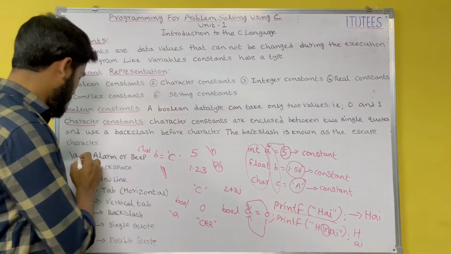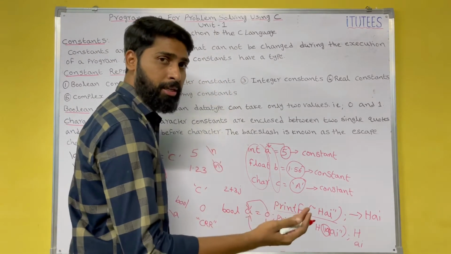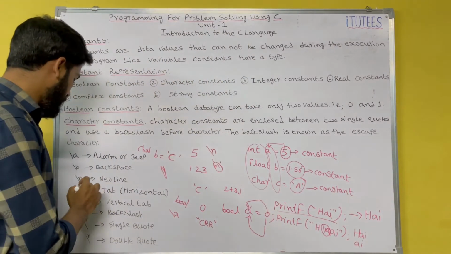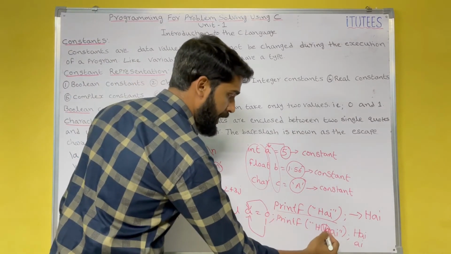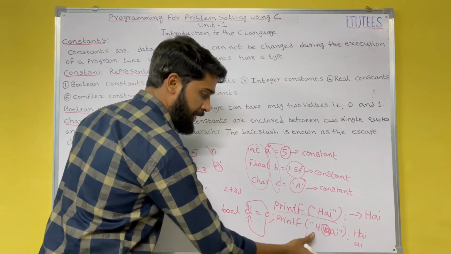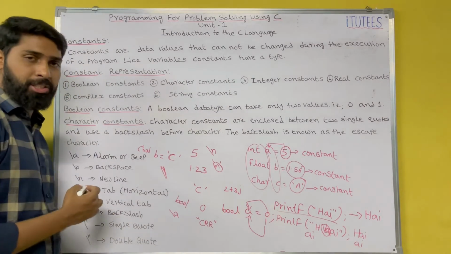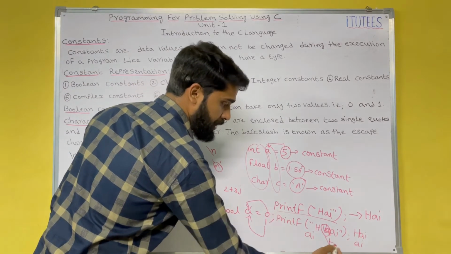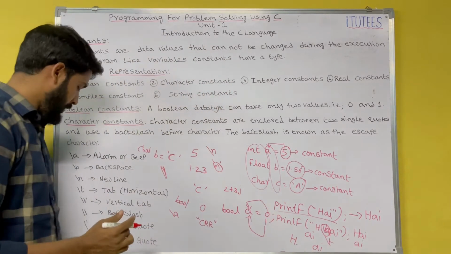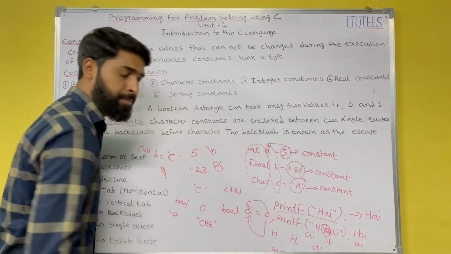If I give \a instead of \n, it prints h. After that, alarm, that means some beep sound. After that it prints ai. If you are using \b, what is the \b? Backspace. Backspace means it prints h, then h is deleted and it prints ai. And similarly \t: if I am using \t, it prints h, then a tab space, then it prints ai. Similarly vertical tab: it prints h, a vertical tab, and then it prints ai.